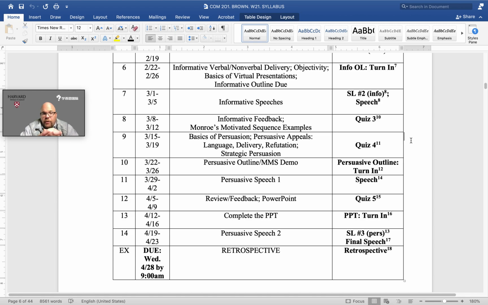I do want to give you the quick heads up. Next week, week 10, is when the persuasive outline is due. So make sure that you've got that ready at the end of next week, and that will be Monroe's. And it says there Monroe's Motivated Sequence Demo, but as you know, I posted that already to give you a head start on it if you wanted it. So if you've not done it, you can go and watch that.